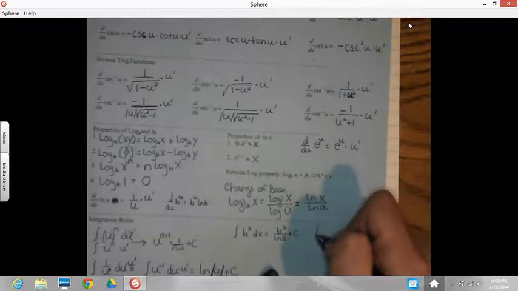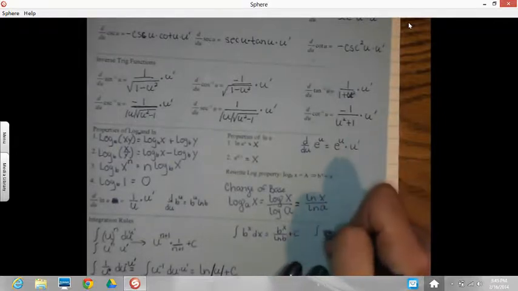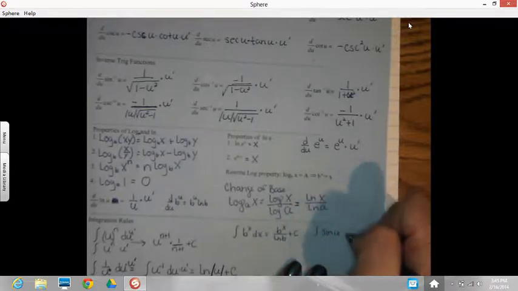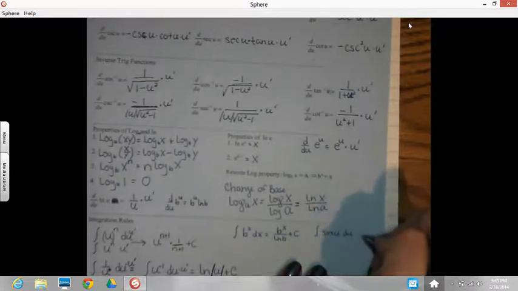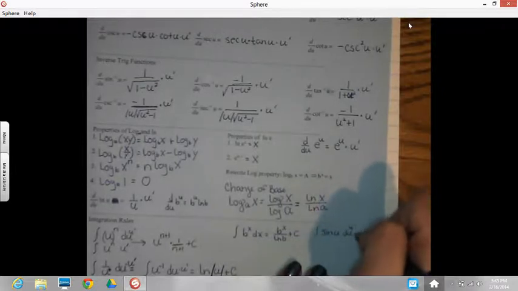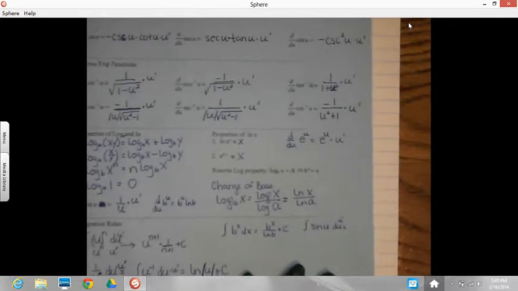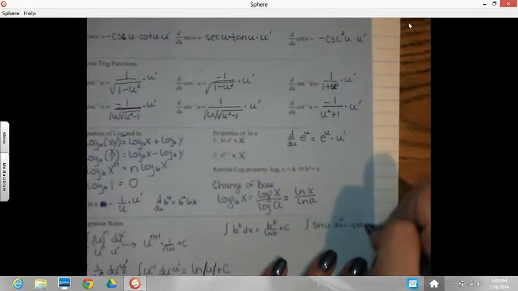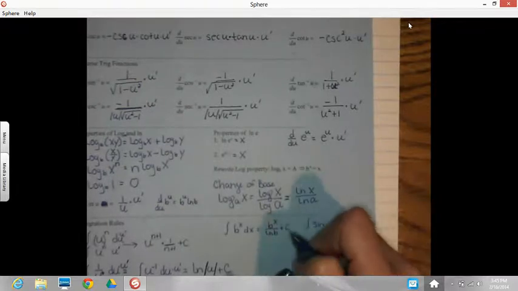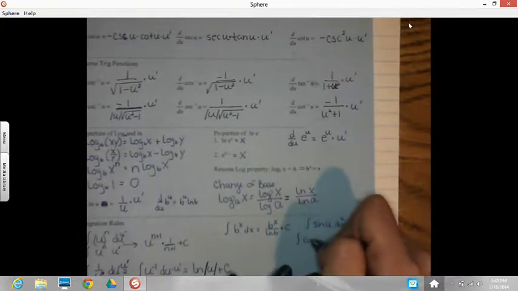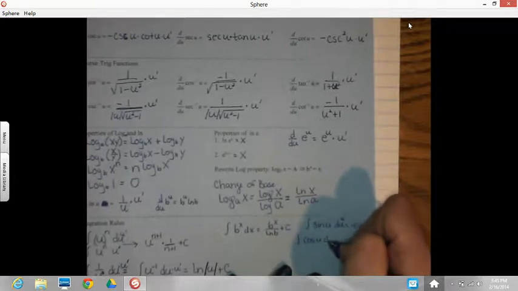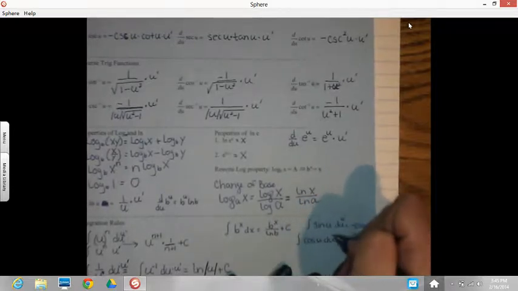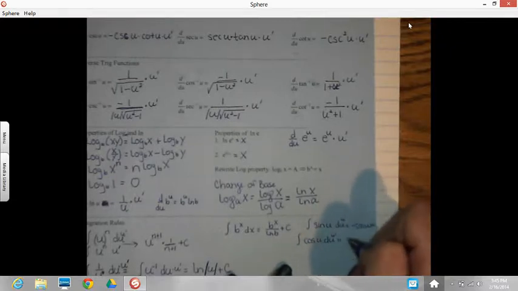So the integral of sine u du, as long as I have the u prime here. And we did this one. We didn't even have a rule for it, but we've always done it. What has sine as its derivative? Negative cosine plus c. The integral of cosine u du, as long as the u prime is attached here, sine has that derivative.